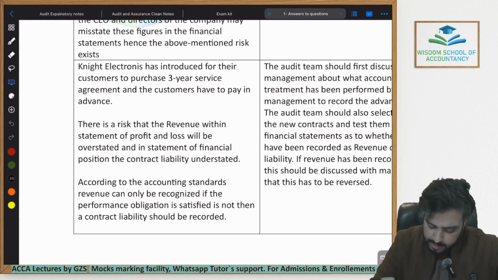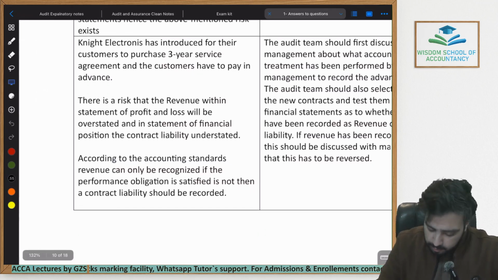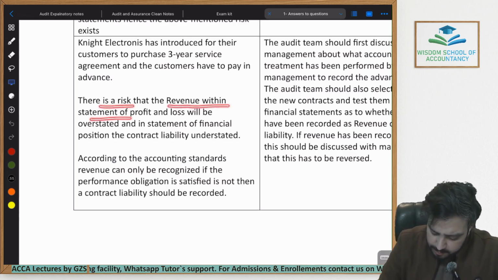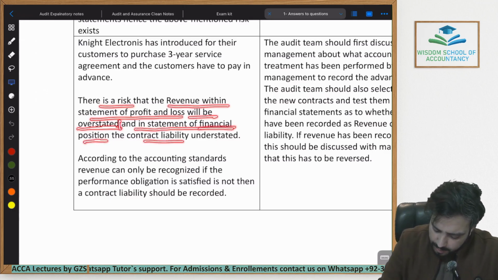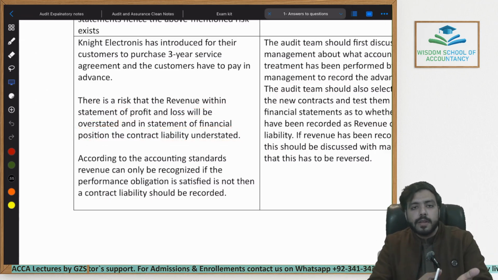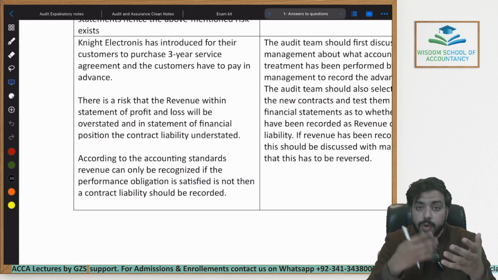So let's explain it now. Let's write down how you would write it within the exam. There is a risk that the revenue within the statement of profit and loss will be overstated, and in the statement of financial position, the contract liability understated. So I've explained which specific items within the financial statements are at risk of over or understatement.